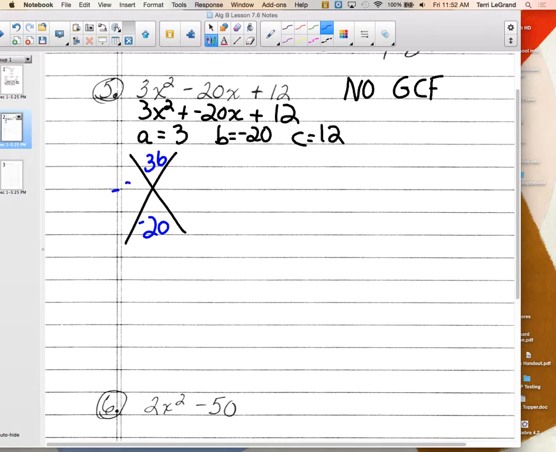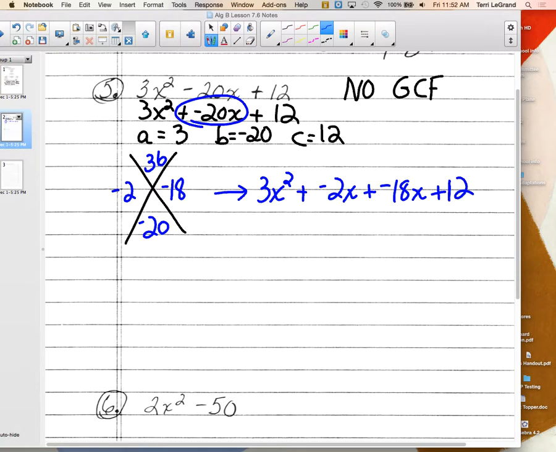Would those two numbers add up to negative 20? So let's take a look at them. Would those add up to negative 20? Does it matter which one goes on which side? No, it doesn't matter which one's on which side. Okay? So we're going to rename now our 3x squared plus negative 20x plus 12 as what? 3x squared plus negative 2x plus negative 18x plus 12. So the only thing that gets replaced is that, right? Everything else stays the same in the polynomial. So the negative 20x gets replaced with that negative 2x and that negative 18x.